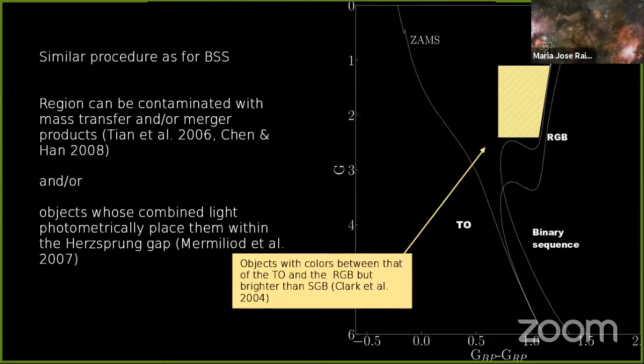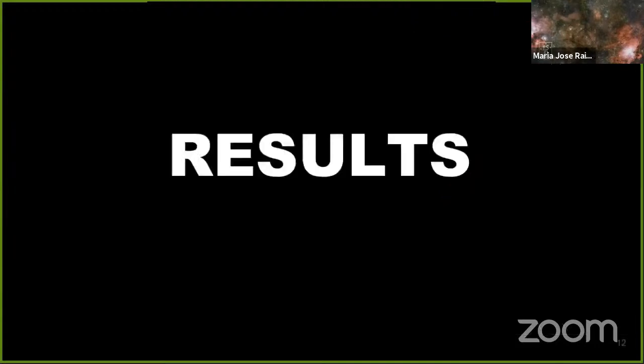We were extra careful selecting these stars, since in open clusters the yellow straggler regime can also contain binaries and objects formed by two member stars, and the combined light of these stars photometrically places the system within this region. However, these stars, yellow and blue stragglers, are still candidates, and the final proof of membership requires radial velocity measurements. So let's see some of the results we found.